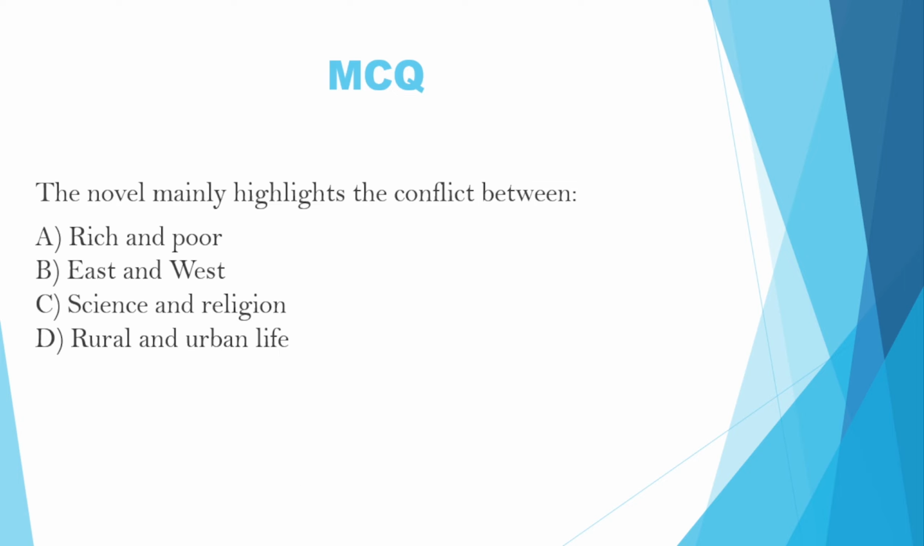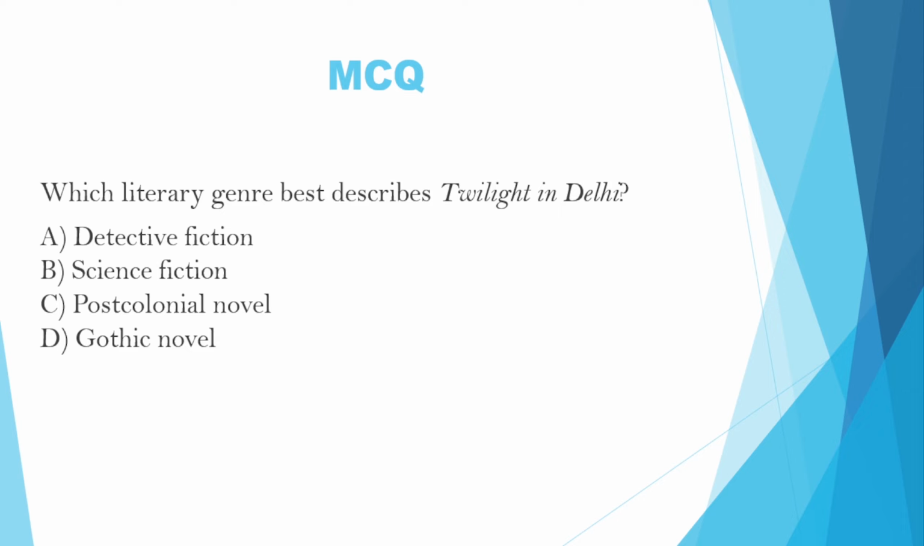Next question is, the novel mainly highlights the conflict between option A rich and poor, option B East and West, option C science and religion, option D rural and urban life. The correct answer is B, East and West. Next question is, which literary genre best describes Twilight in Delhi? Option A detective fiction, option B science fiction, option C postcolonial novel, option D gothic novel. The correct answer is C, postcolonial novel.